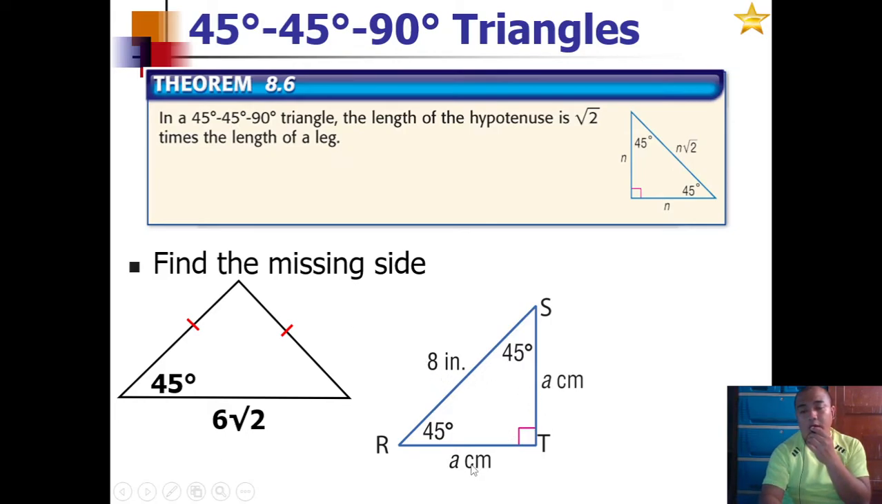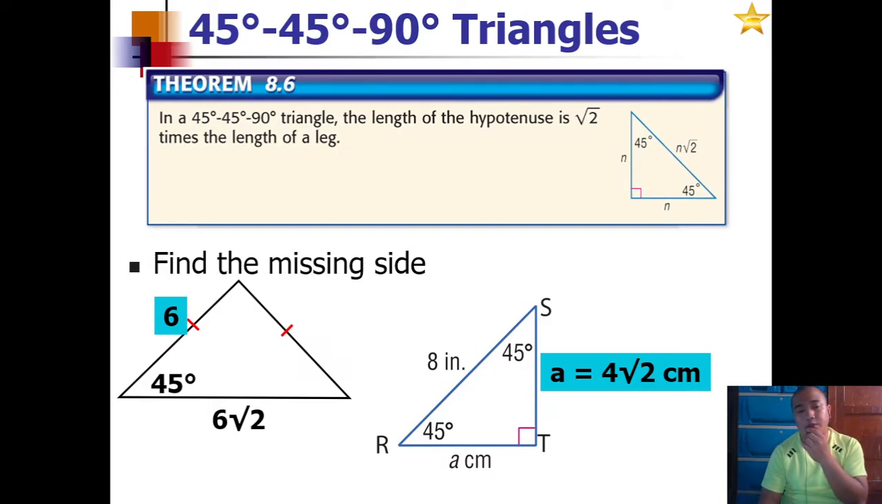So the length of the legs is 8 divided by square root of 2, or if you rationalize, 8 square root of 2 over 2, or 4 square root of 2. So it is 4 square root of 2 centimeters here. And here as well, 4 square root of 2 centimeters.